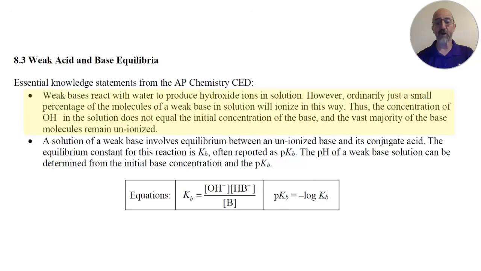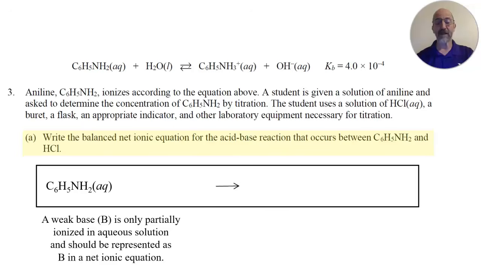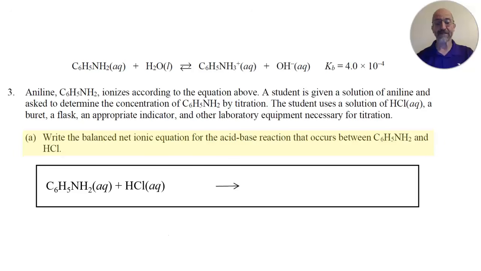So we write the chemical formula, the molecular formula of that weak base, in this case C6H5NH2. That's the formula of aniline. It's a weak base, so we don't do anything to change that formula. So it's exactly written as it was presented in this question. Now, what about the hydrochloric acid? It's not going to be written as HCl. It's 100% ionized in aqueous solution, so I will split it up into H plus and Cl minus.